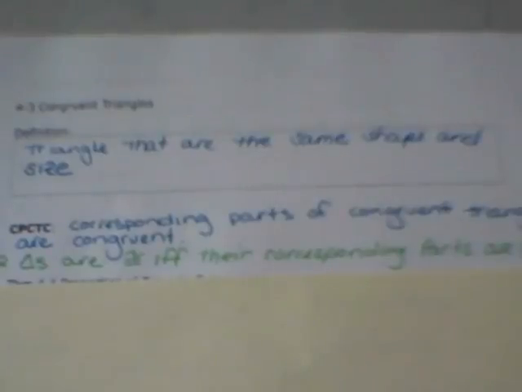Congruent triangles. Congruent triangles are the same shape and same size. So you just use the definition. Your next definition that you should know is CPCTC. Corresponding parts of congruent triangles are congruent. That means that two triangles are congruent if and only if their corresponding parts are congruent. We're going to go over an example of that in a minute.